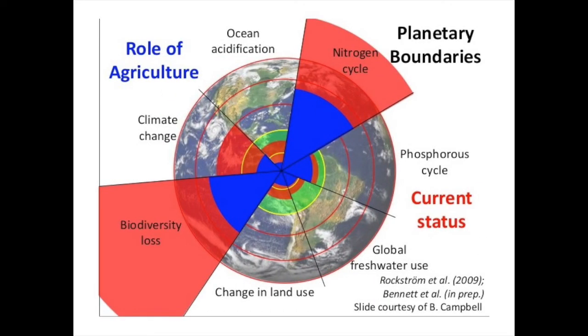Here's another image we've seen before. This is the planetary boundaries. This one is a little different in that it focuses just on the role of agriculture. And you can see here we're blowing past a couple of the boundaries that create the safe operating space for human civilization. Biodiversity loss, certainly.